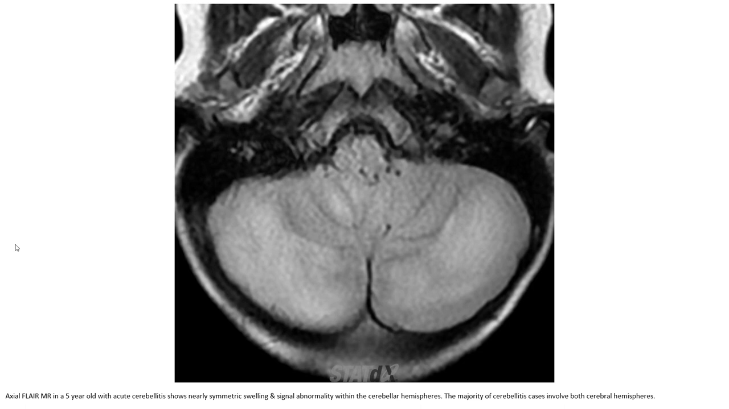This is the axial FLAIR in a 5-year-old with acute cerebellitis, showing nearly symmetric swelling and signal abnormality within the cerebellar hemispheres. The majority of cerebellitis cases involve both cerebellar hemispheres.